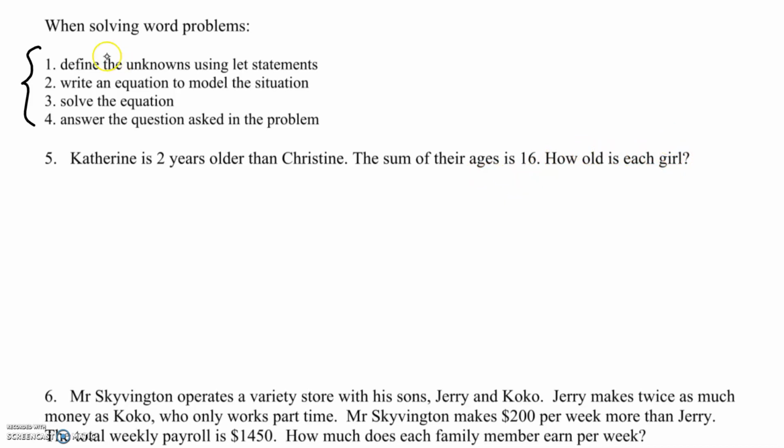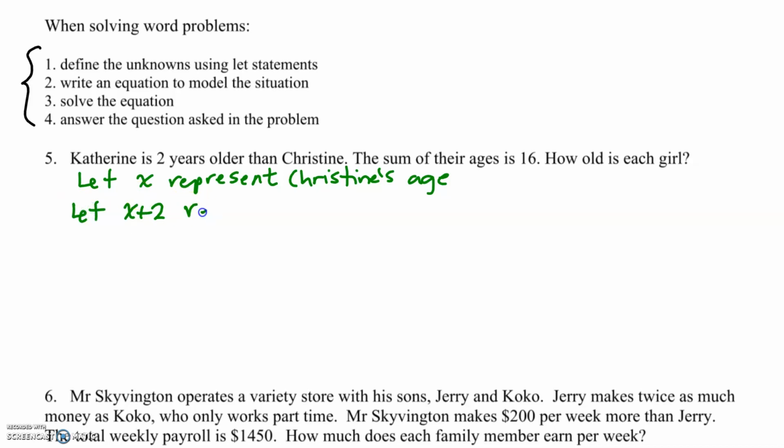So first of all, we have to write let statements to define what letters we're going to be using. So we don't know Christine's age or Catherine's age, but we do know that Catherine is 2 years older than Christine. So I'm going to let x represent Christine's age. And if that's Christine's age and Catherine is 2 years older, then I can say x plus 2 will have to be Catherine. So I'll let x plus 2 represent Catherine's age.